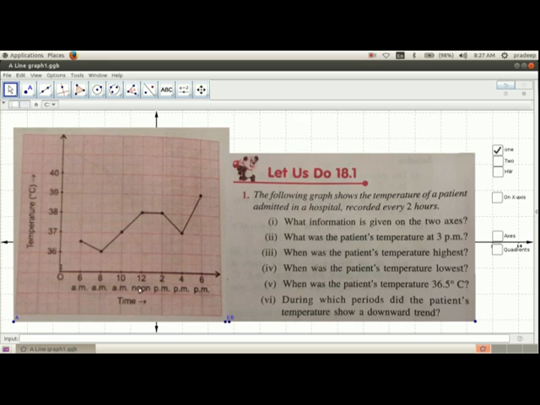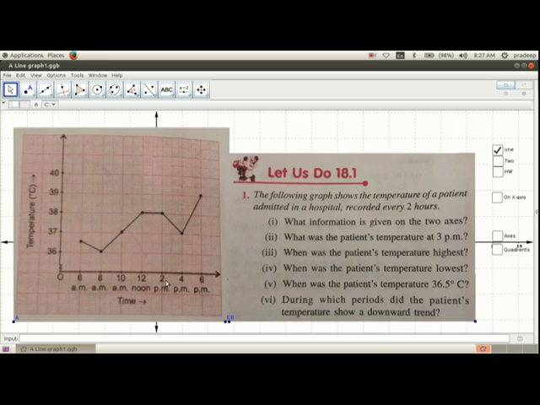We can see here on the graph that it is time and temperature recorded along the horizontal and vertical axis. The second question is, what is the patient's temperature at 3 p.m.? Here at 6 a.m., the temperature corresponding to that time on the graph is 36.5. It was 36.5, the temperature at 6 a.m., and at 8 a.m. the temperature was 36.